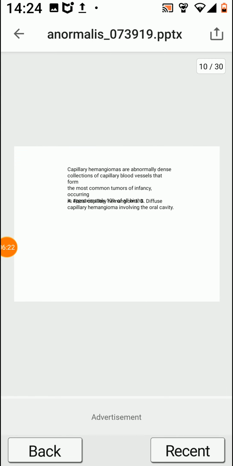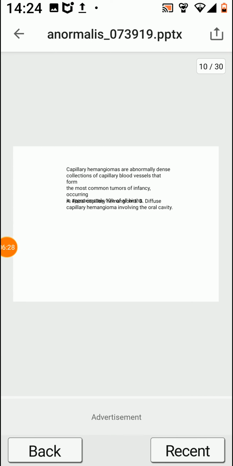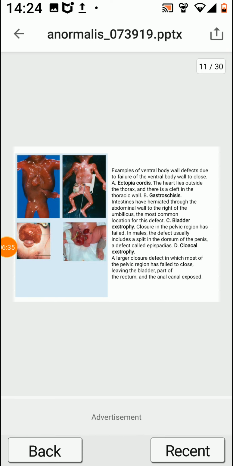Let me continue. Then we have capillary hemangiomas. But let me first proceed on to, we're going to go through capillary hemangiomas first. Hold on a bit. We'll proceed to the birth defects of the ventral body wall, the body wall failing to close. So what happens when the ventral body wall fails to close?